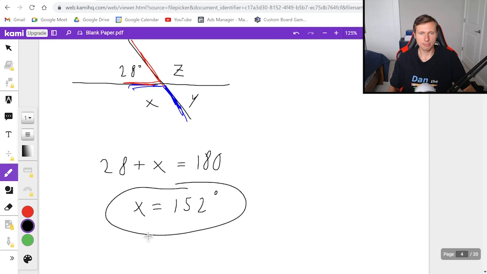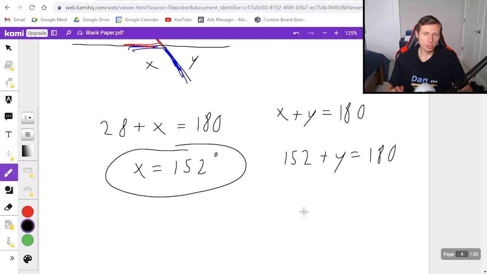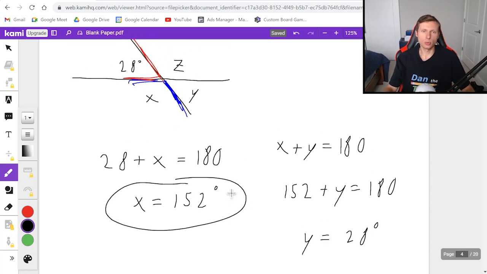That's our X. Now if you want to find Y, you do the same idea, because X and Y are also supplementary. In other words, X plus Y equals 180 as well. We know X is 152, so 152 plus Y equals 180. Subtract 152 from both sides, and you will get an angle of 28 degrees. You'll notice Y is 28 degrees.